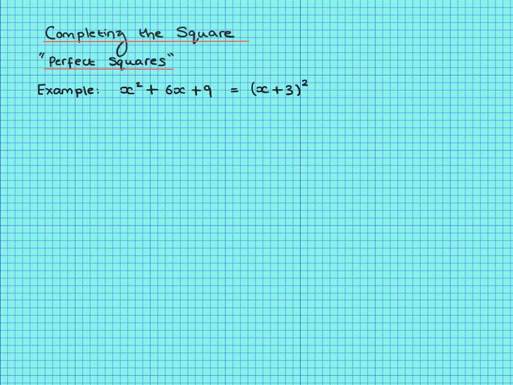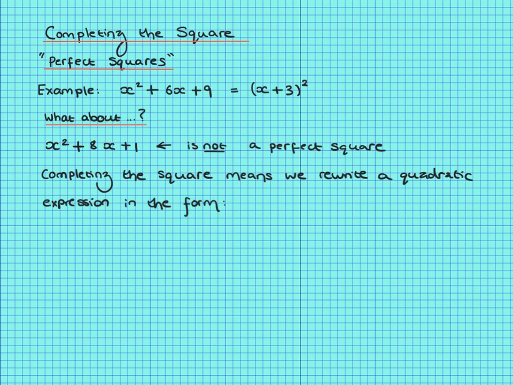Now, the vast number of quadratic expressions are not perfect squares. So, for example, x squared plus 8x plus 1. We can't factorise it as a perfect square in the same way, which is where this process of completing the square comes into play. So what does completing the square actually mean? Well, it means that we take a quadratic expression and we rewrite it in the form x plus p all squared plus q, where p and q are numbers which could be positive or negative.